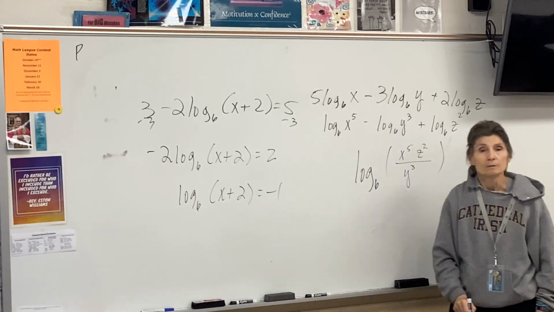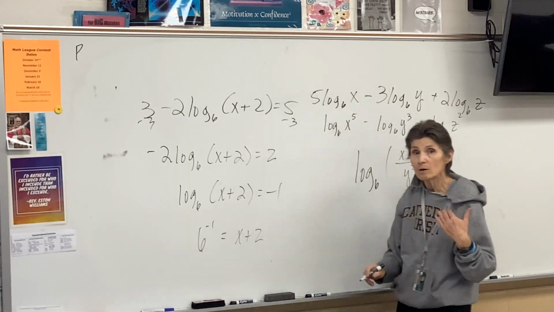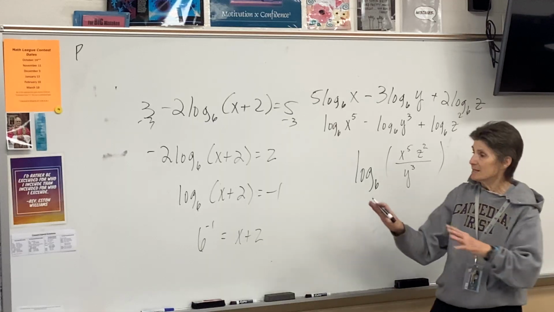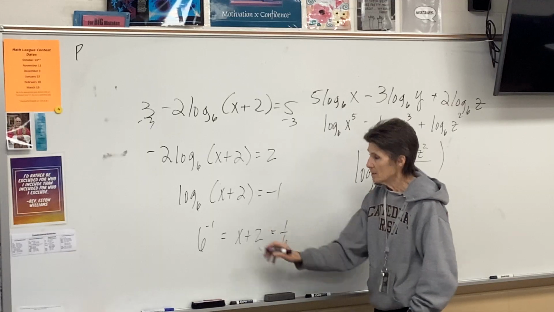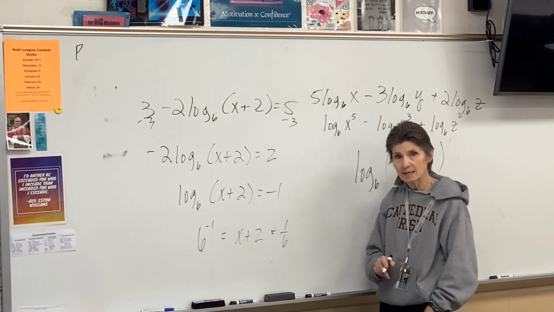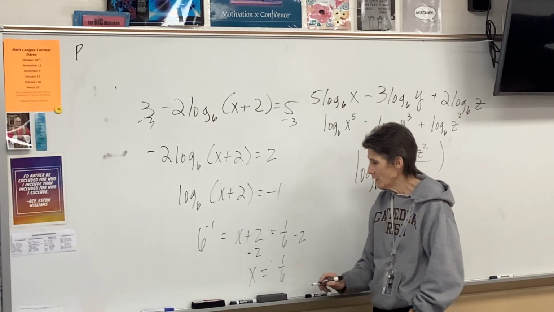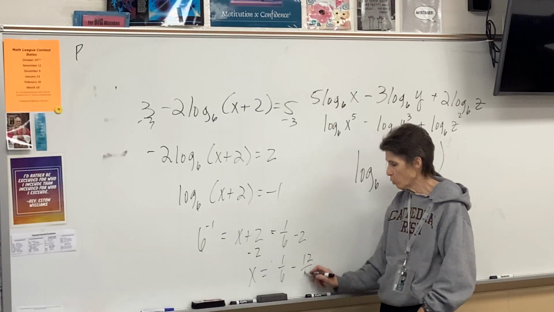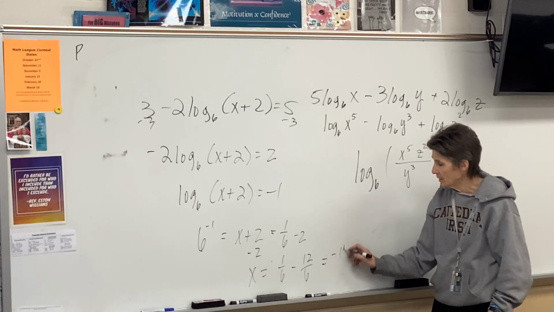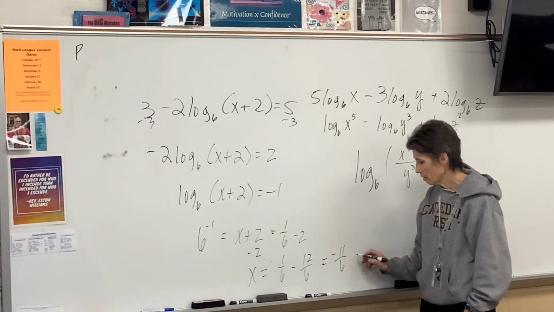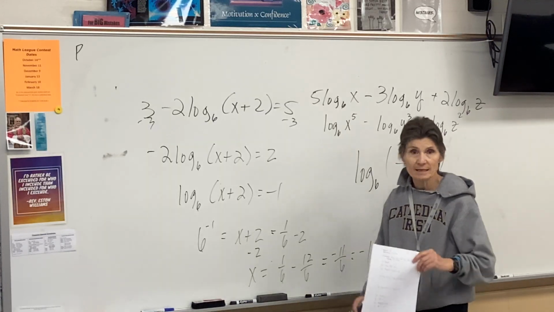And then what are we going to do? Loop-de-loop. So 6 to the negative 1st equals x plus 2. Oh no, you don't have a calculator. You're going to have to deal with this. 6 to the negative 1st is what? 1/6. So x plus 2 equals 1/6. Now I got to subtract 2. So x equals 1/6 minus 12/6, negative 11/6, or negative 1 5/6, if that makes more sense to you. It doesn't make any difference, they're the same.